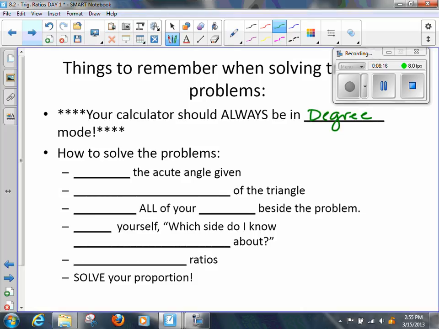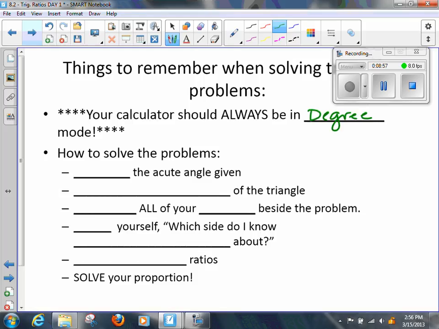Okay? Now, if the black box is on degree, you'll have to find yours. You will have to be sure that degree is highlighted or boxed. Now, if you hit enter, how are you going to get back to the home screen? Hit second mode. That takes you back to the home screen, okay? Everybody cool with that? All right, so degree mode, degree mode, degree mode, degree mode.